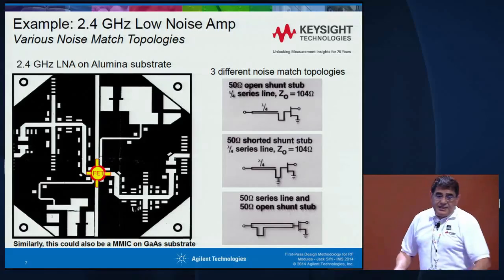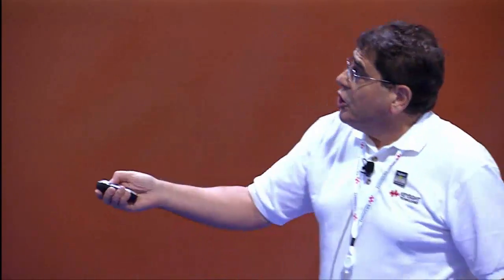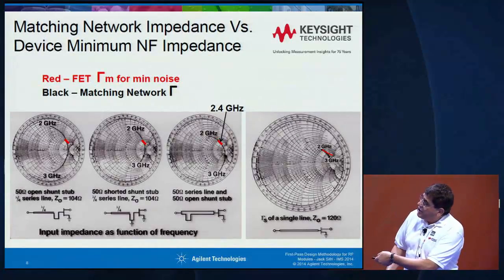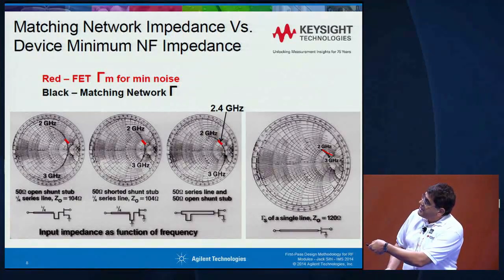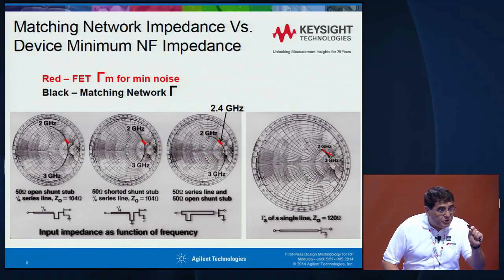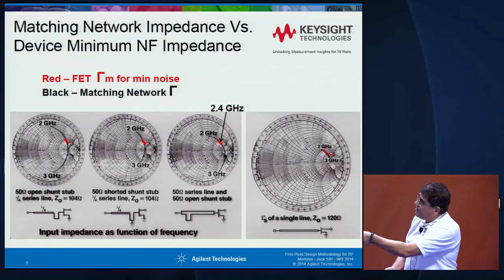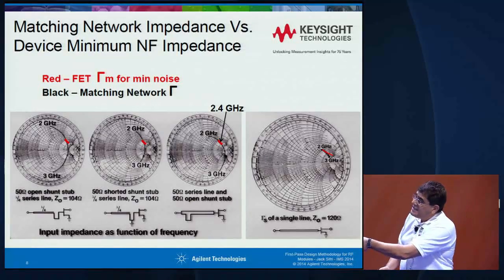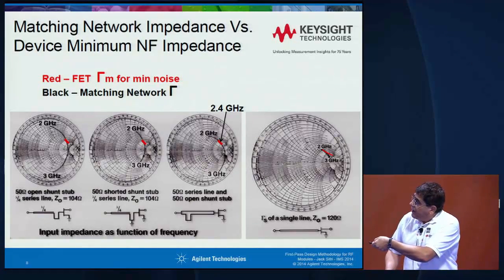This low noise amplifier has to have a noise figure of 0.7, less than 1 dB. When we built it and tested it in the lab, the noise figure was 8 dB. It's like a noise source, not an LNA. So we tried to investigate the problem. We plotted the impedance of these matching networks versus the optimum noise figure for the FET, for the transistor. Notice that with these different matching networks, the impedance goes far away from the red area.